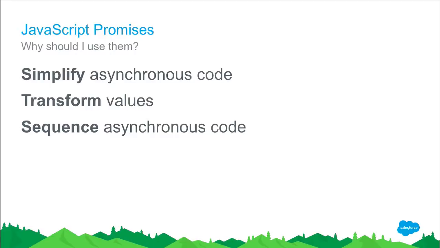So why should you use JavaScript promises? Like I said, they simplify asynchronous code. Instead of getting the Pyramid of Doom, you get a much nicer syntax that looks a lot more like a try-catch block. It's easier to read. It's easier to follow as a developer.